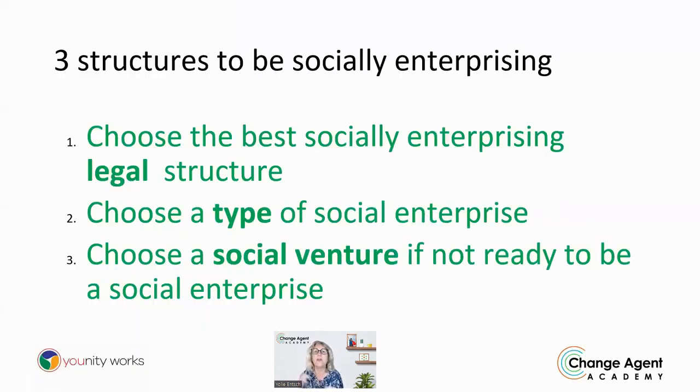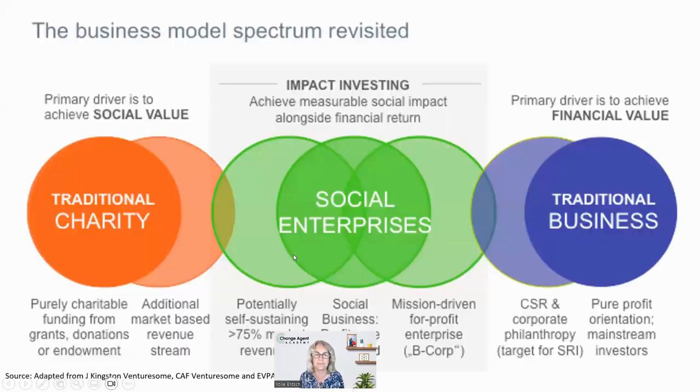Now let's look at the 3 structures to be socially enterprising. The first being the best legal structure. The second being choosing the type of social enterprise that best suits your product or service that you want to offer. And if you're not ready to be totally social enterprise and you're a not-for-profit or business that can't quite get there, start with a social venture. So let's have a look at these individually.